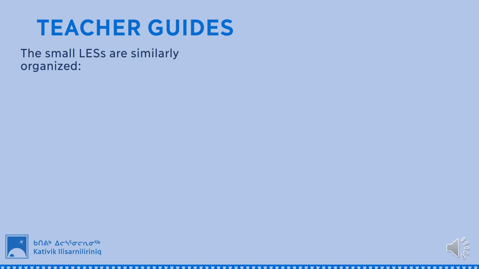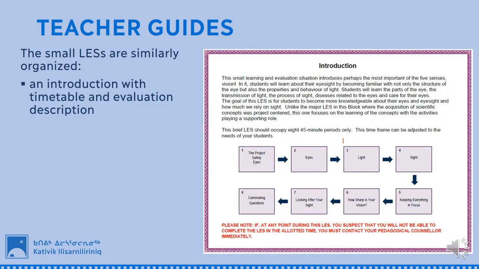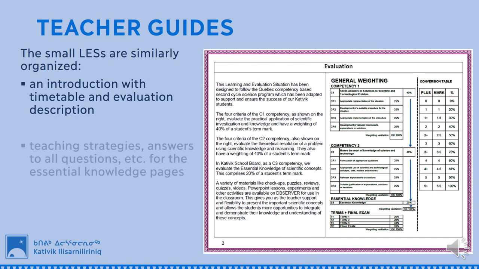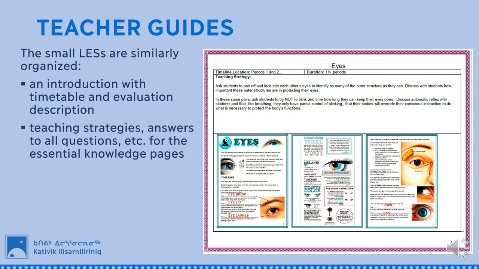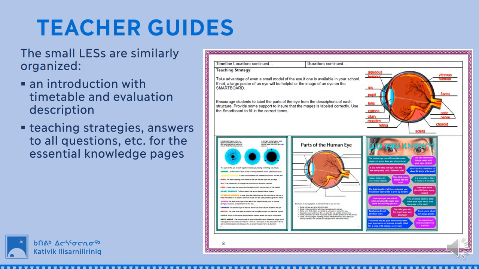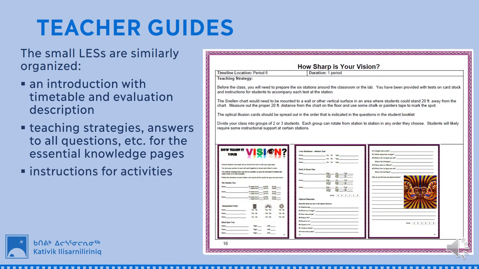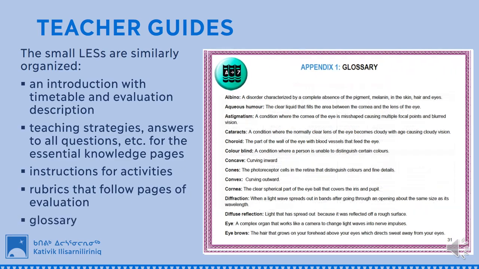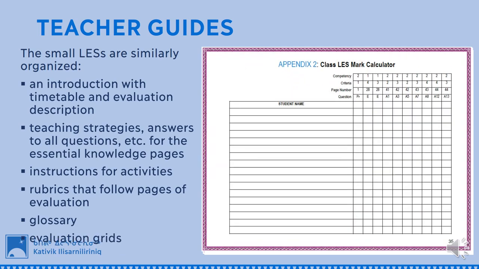The small LESs are similarly organized, with a brief introduction including a timetable and evaluation description. There are teaching strategies and answers to all the questions, etc., for the pages of knowledge. You'll also have instructions for the activity in each booklet. And of course, a rubrics page that follows any pages with evaluation. Finally, there's a glossary and evaluation grids.